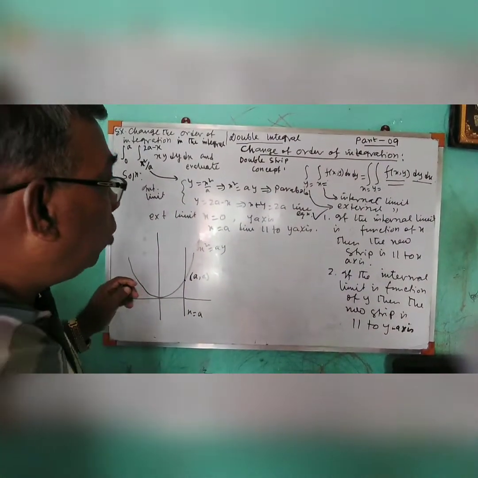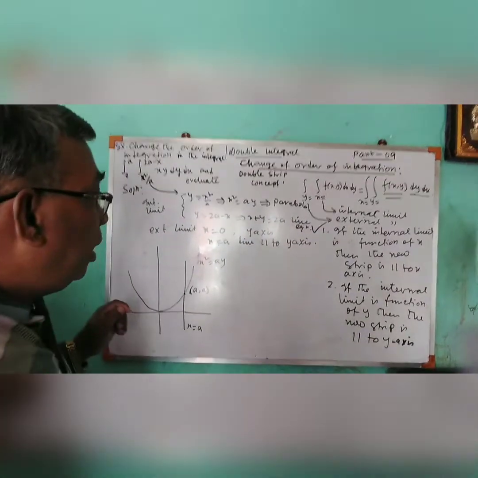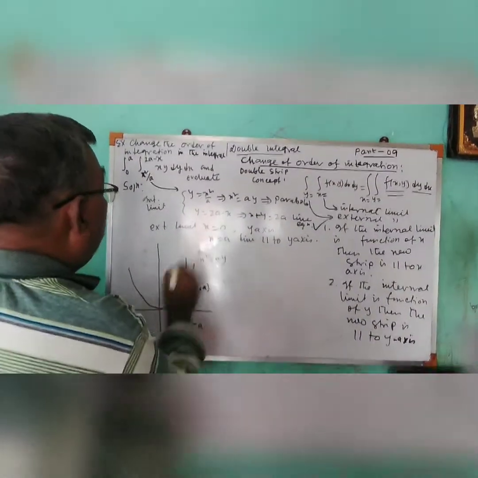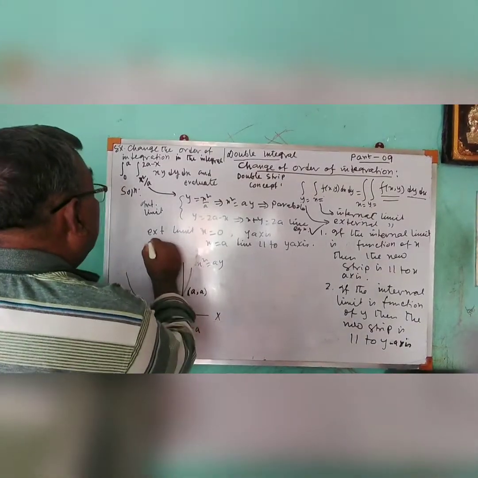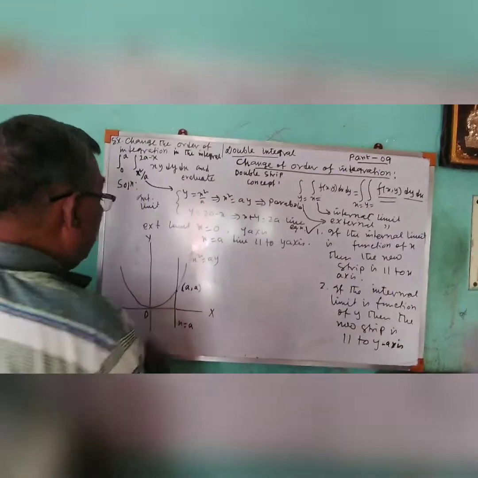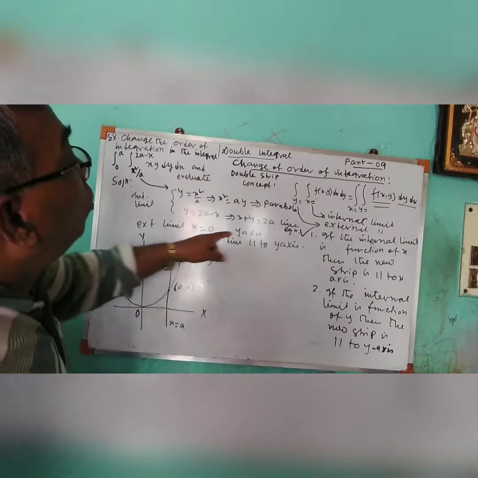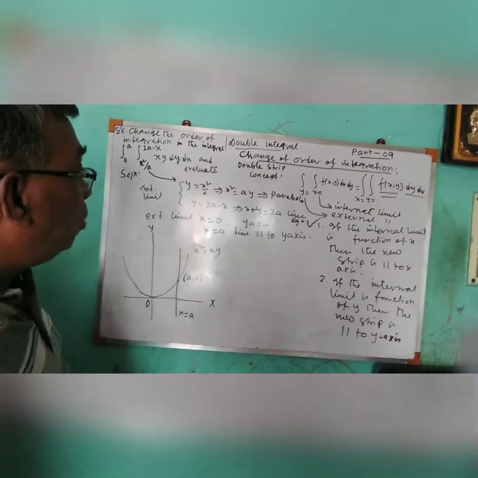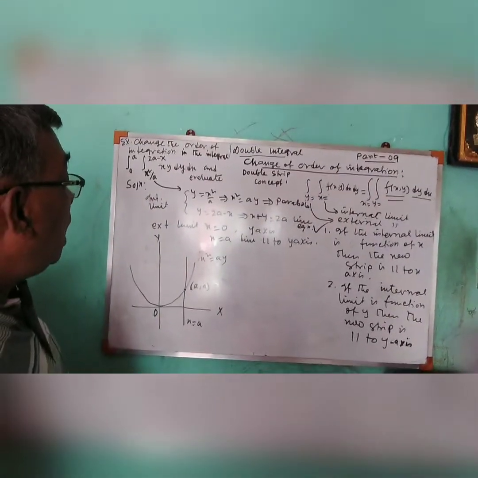Now how to draw this line actually? Here x equal to 0 is the y-axis, and this is the x-axis. Now the line x plus y equal to 2a. How to draw this line actually?